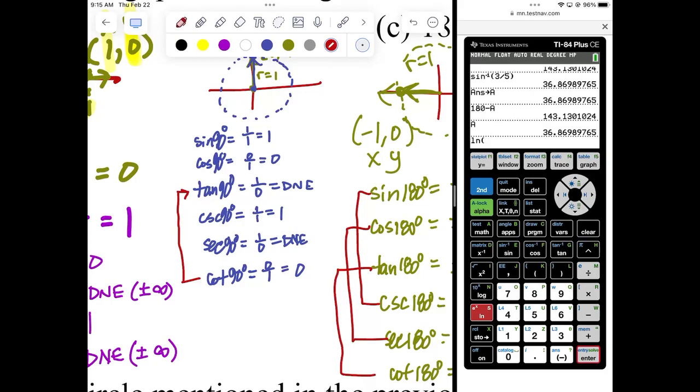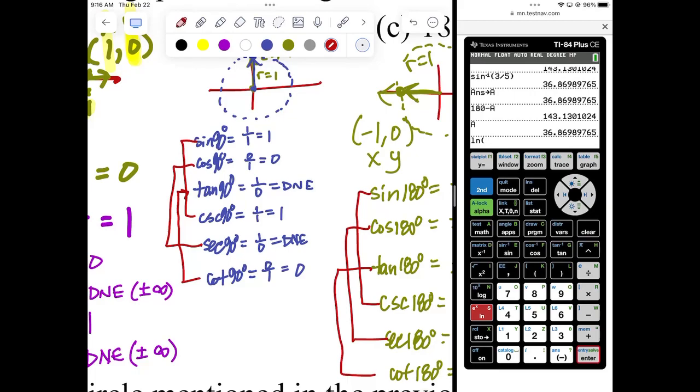And if secant of 90 is DNE, what's the reciprocal of secant? Cosine. And what's the reciprocal of DNE? 0. Got it? If sine is 1, what's the reciprocal of 1? 1. It's its own reciprocal. So if you know any of the three, you can get the other one easily just by using the reciprocal.